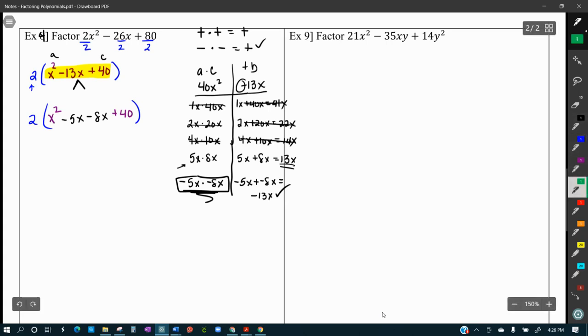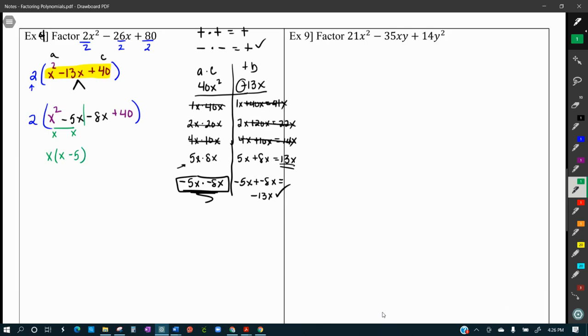So let's find the common factors. Let's split this apart and deal with 2 at a time. The common factor of x squared and negative 5x: I can divide both of those by x. So we have x times x left over. X squared divided by x is x. Negative 5x divided by x is negative 5.